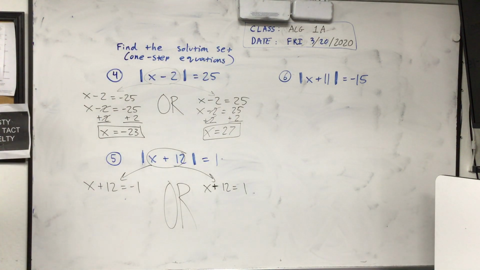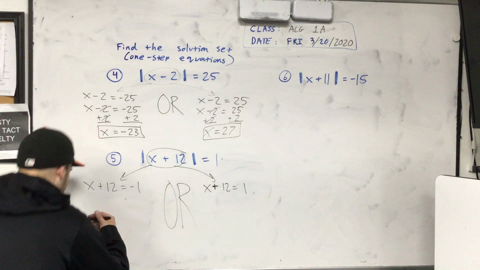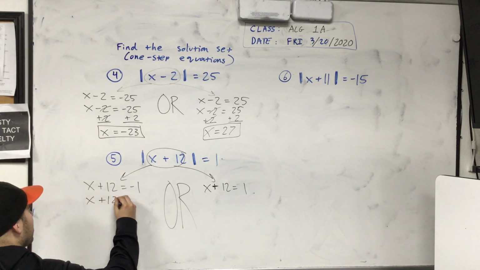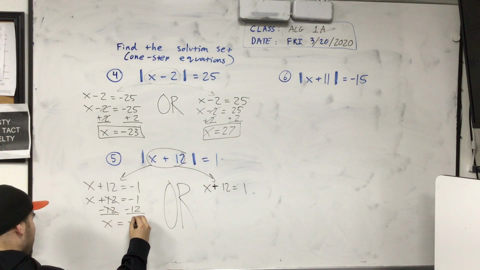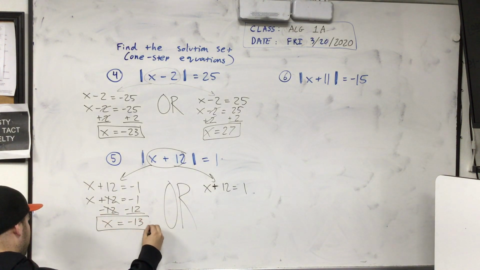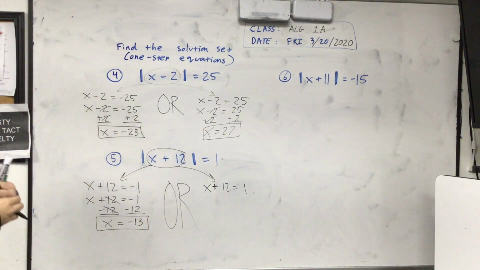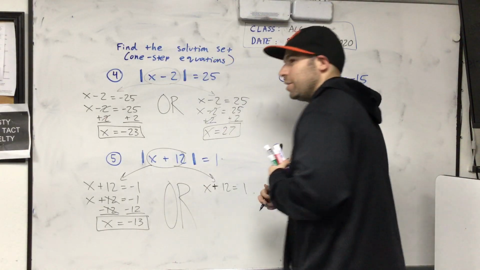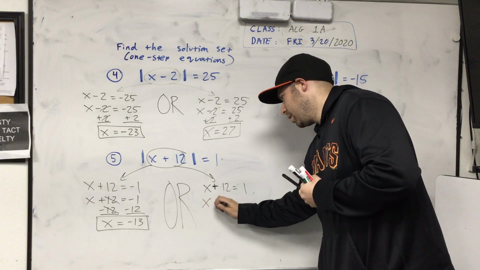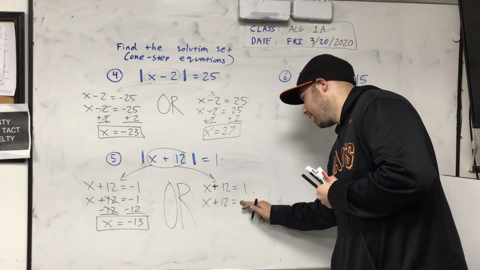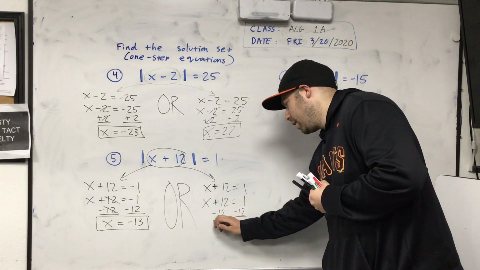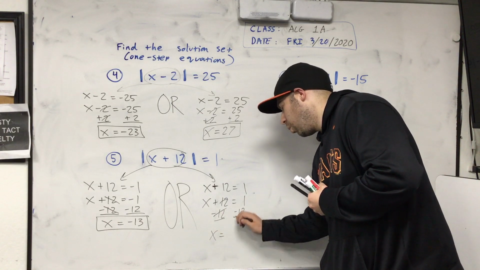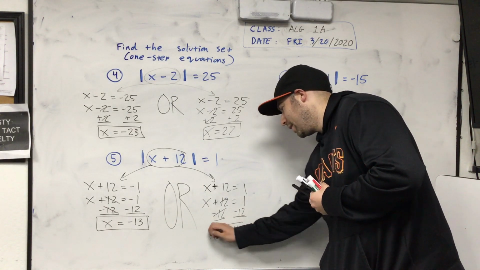So now, let's solve for both cases separately. So I've got x plus 12 equals negative 1. I'm going to subtract 12 from both sides, getting me x equals negative 13. The other case is x plus 12 equals 1. So I'm going to subtract 12 from both sides, getting me x equals 1 minus 12, or negative 11.